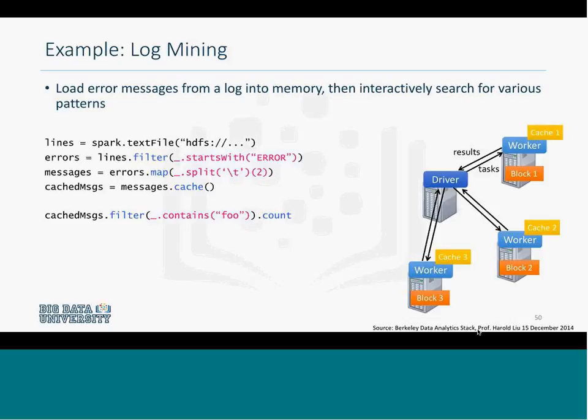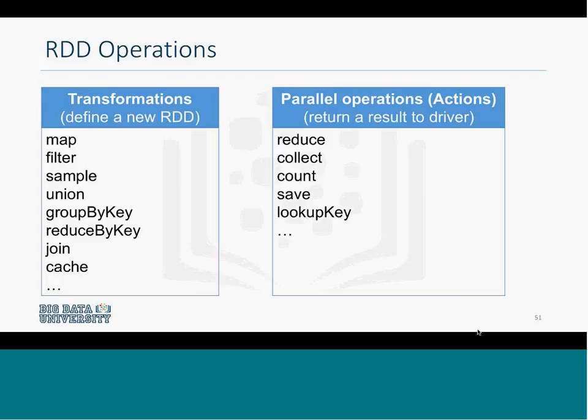I can cache my data. If I want to go back and read this data again, I can cache it, something that we didn't have in Hadoop MapReduce, and I can continue this until I reach my results. We have two types of operation: transformation and action. Transformation is usually what we do on our data to create a new RDD.